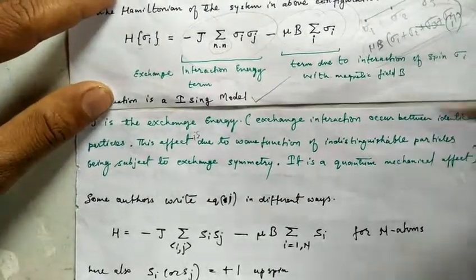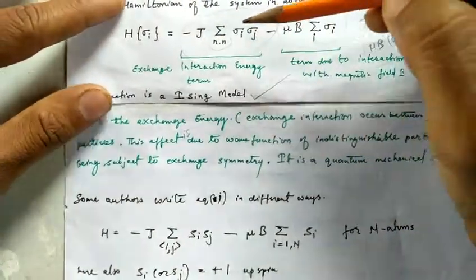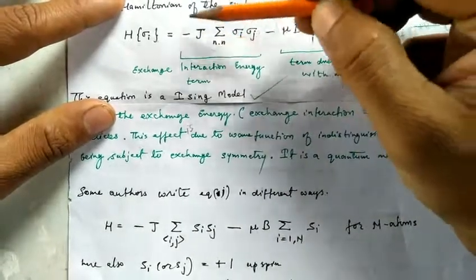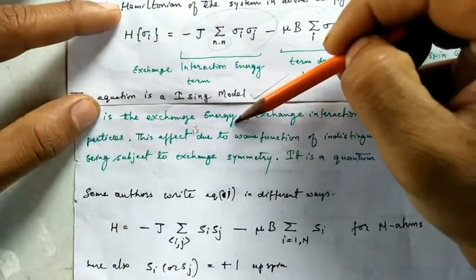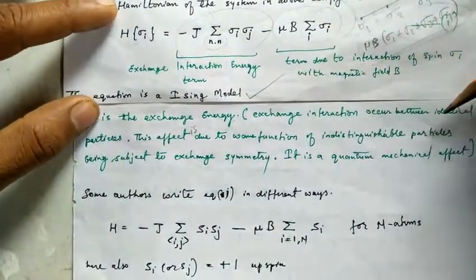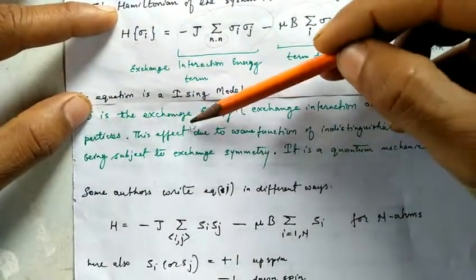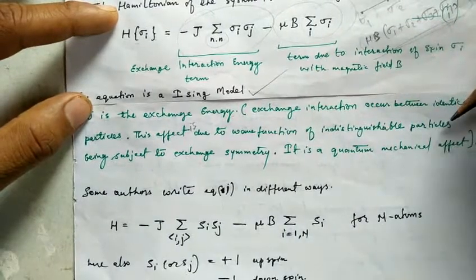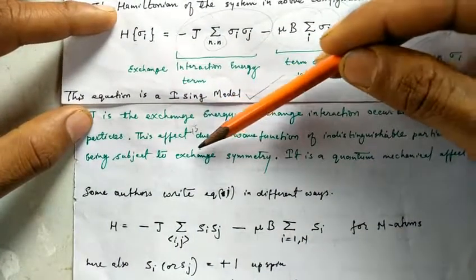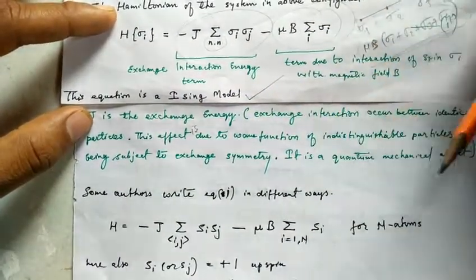In this Hamiltonian, you have seen that there was a term J, and this J is the exchange energy. Exchange interaction occurs between identical particles. This effect is due to the wave function of indistinguishable particles being subject to exchange symmetry, and this is a quantum mechanical effect.